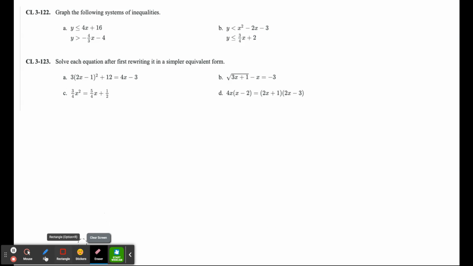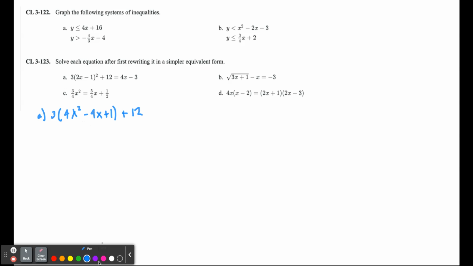Okay, so for each of these, we're supposed to solve each of these equations. So normally, if there's a square like this, you would want to isolate it and square root it, but because there's this x, that's not really going to help you, so you do have to expand that. So using an area model, you get 4x squared minus 4x plus 1. So this is what this expands to. And then let's distribute that.